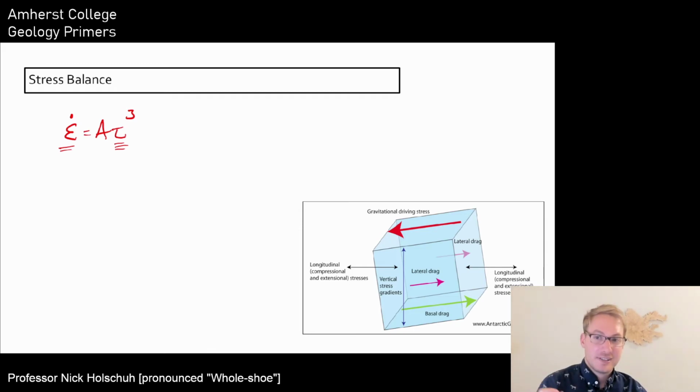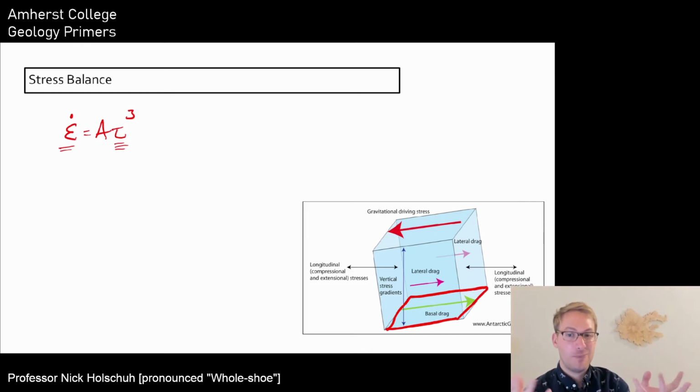In the simplest framing of a glacier system, we say that the full driving stress is balanced by just a frictional stress applied by the bed. We call that basal drag. This model, where we assume that's the only resistive stress in the system, we call the shallow ice approximation, where the driving stress is perfectly balanced by the internal viscous stresses and basal drag. That leads to a very simple model of ice flow that we call the shallow ice approximation.